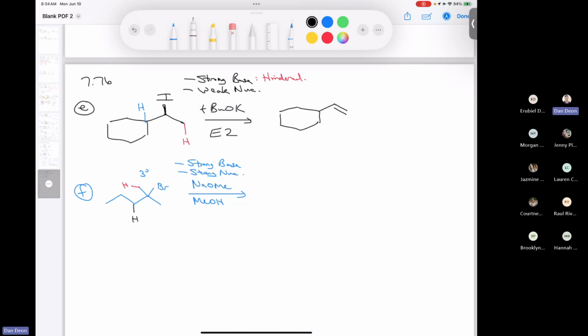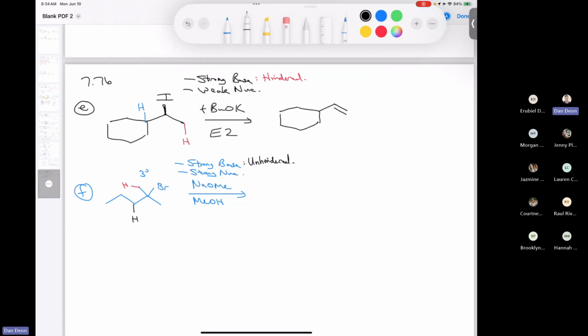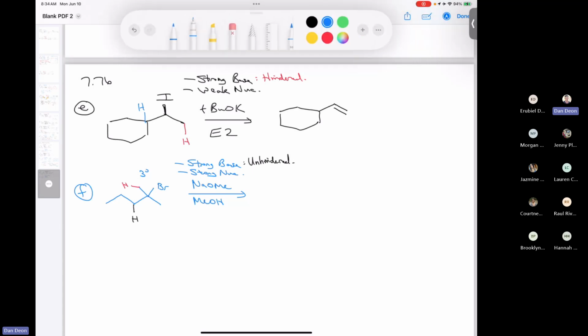Since we have an unhindered base, the predominant mechanism is going to be the one where it pulls off the proton in black that I have there. And so the major product is going to be this. Oops, that's not very pretty. There we go. All right, so this is going to be the major product of the reaction, which is the Zaitsev product, like that.